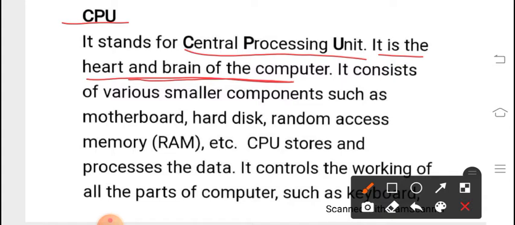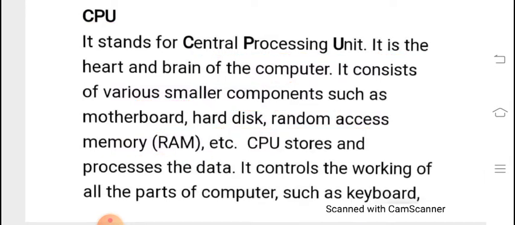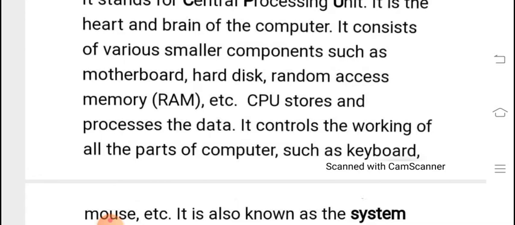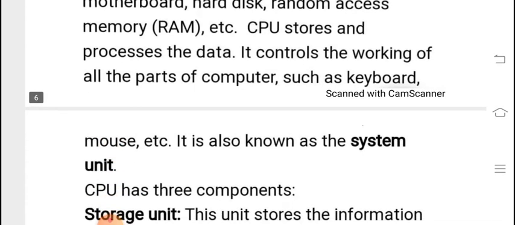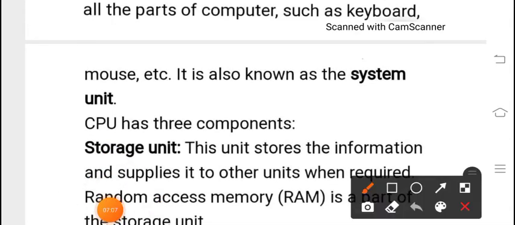It consists of various smaller components such as motherboard, hard disk, random access memory, which is RAM, etc. CPU stores and processes the data. It controls the working of all the parts of the computer such as keyboard, mouse, etc. It is also known as system unit.